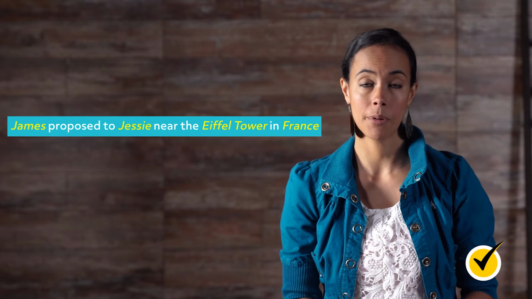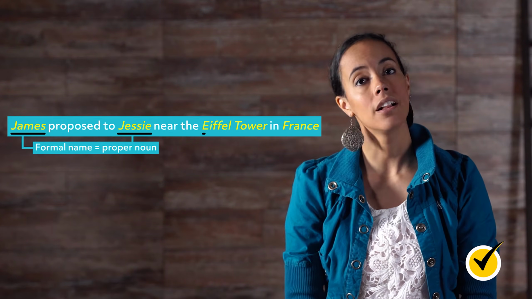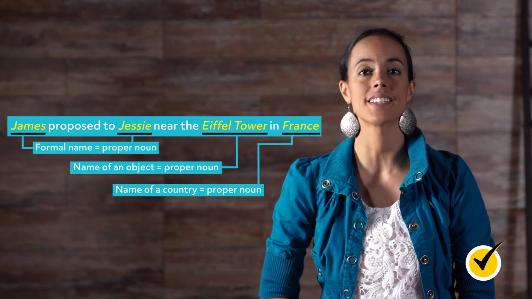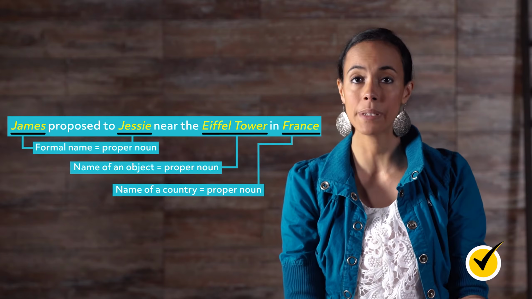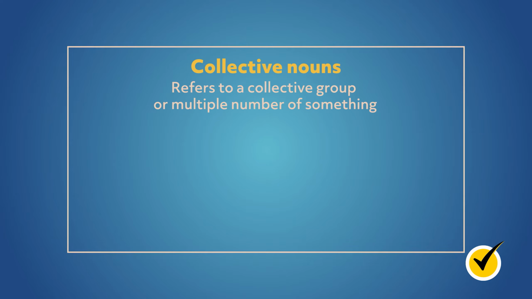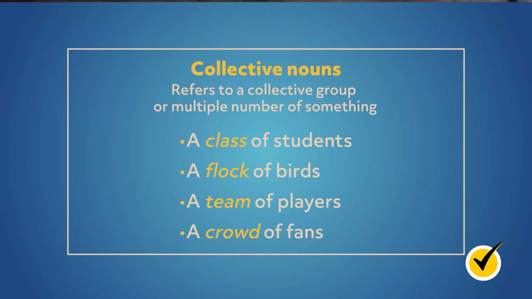James proposed to Jessie near the Eiffel Tower in France. This example is full of proper nouns. James and Jessie are the given names of people, while the Eiffel Tower is the proper name of an object and France is the official name of a country, a place. Collective nouns are nouns that refer to a collective group or multiple number of something. A class of students, a flock of birds, a team of players, a crowd of fans.